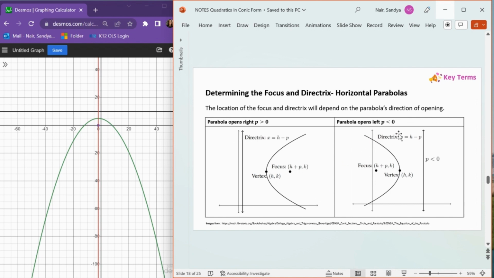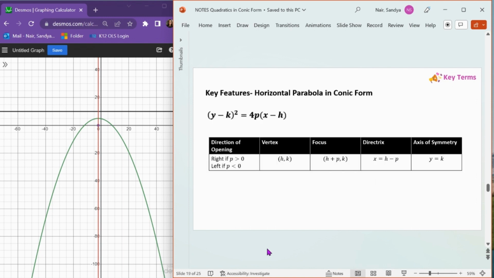Okay, same idea if it opens left. We can still use the same formulas because the sign of p will automatically adjust. So the focus will be h plus p and then k, and the directrix will be x equals h minus p. So here's all the information we can get from a horizontal parabola in conic form. We can determine the direction of opening, the vertex, the location of the focus, the equation of the directrix, and the equation of the axis of symmetry.